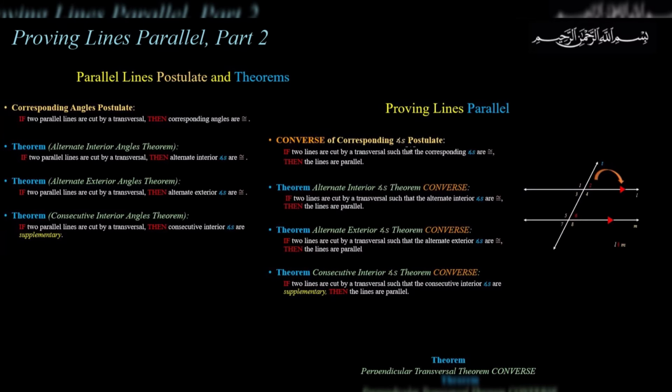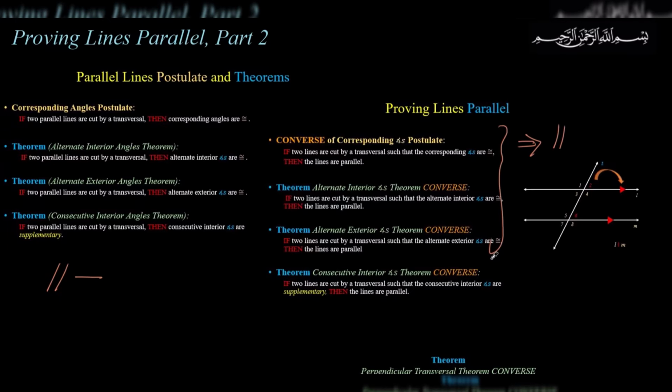So we had the corresponding angle postulate converse, alternate interior angles theorem converse, alternate exterior angle theorem converse, and consecutive interior angle converse. All of these we used to prove that lines were parallel. In the first scenario, we were given that the lines were parallel, and we made conclusions about the angles. In this case, we used given information about angles to prove that the lines were parallel. So we had studied this.